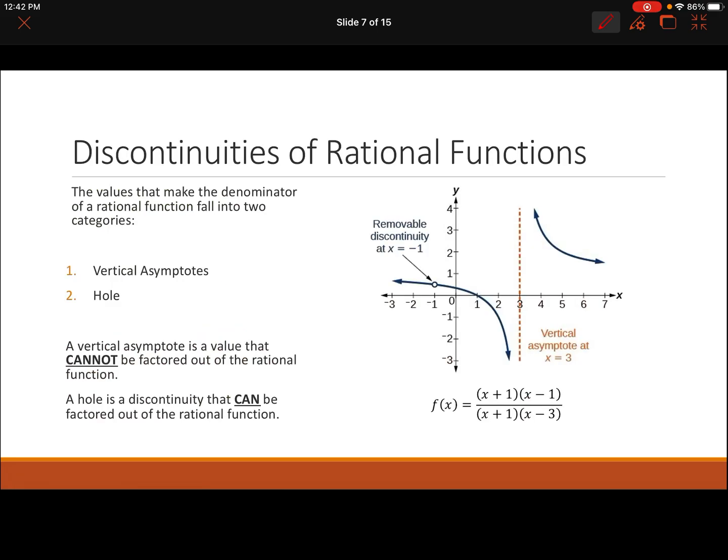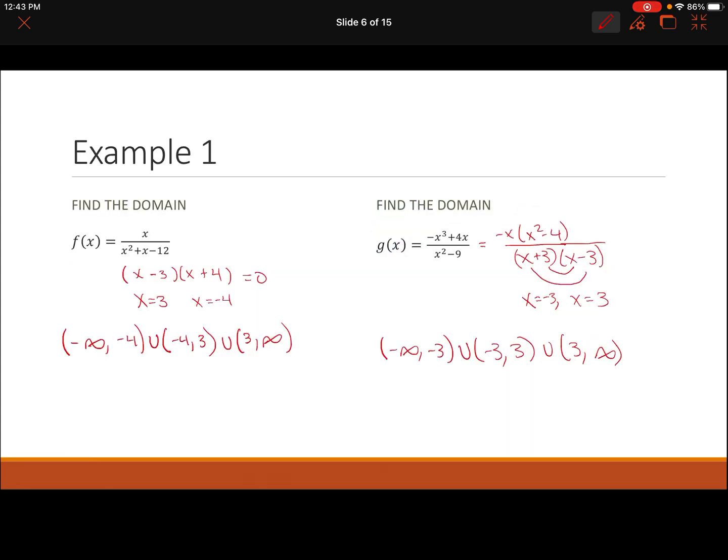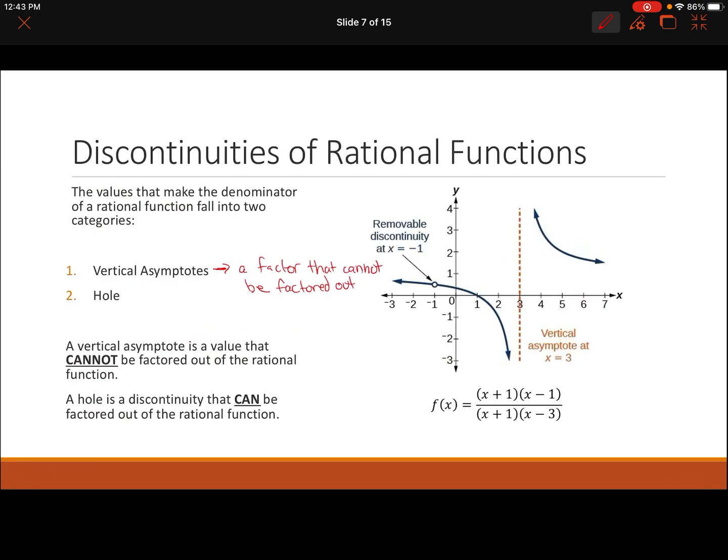So when we have rational functions, we of course have discontinuities. And there are two kinds of discontinuities we come across. We either come across a vertical asymptote, which is going to be represented by a factor that cannot be factored out. So if we go back a slide for a moment, we see in the denominator for both rational functions, neither binomial could be factored out by something in the numerator, and that makes that a vertical asymptote as opposed to a hole. A hole is a value that can be factored out.